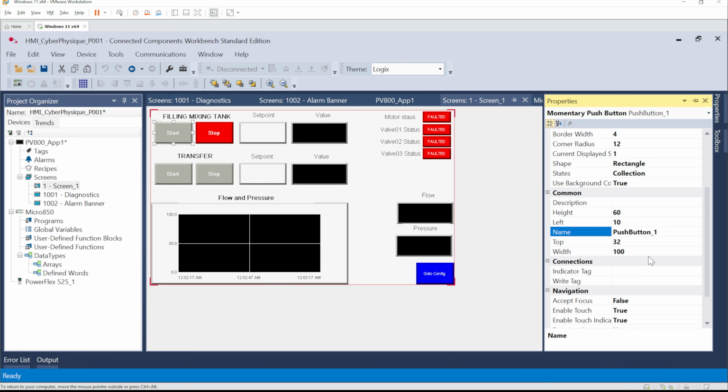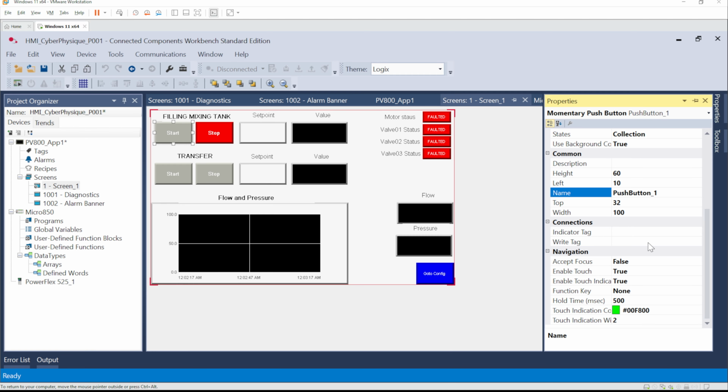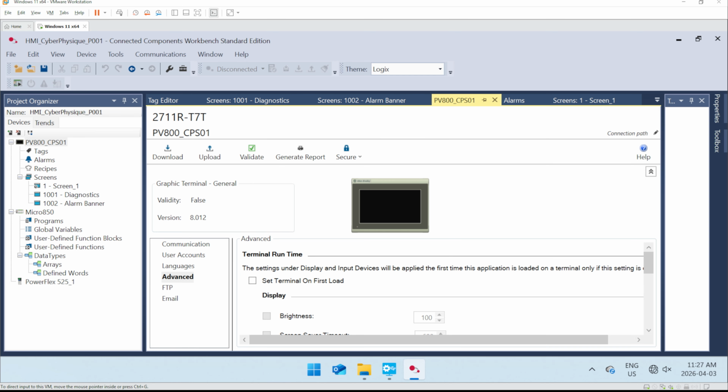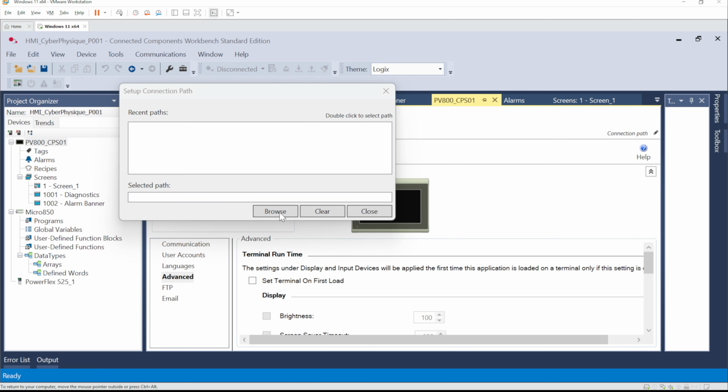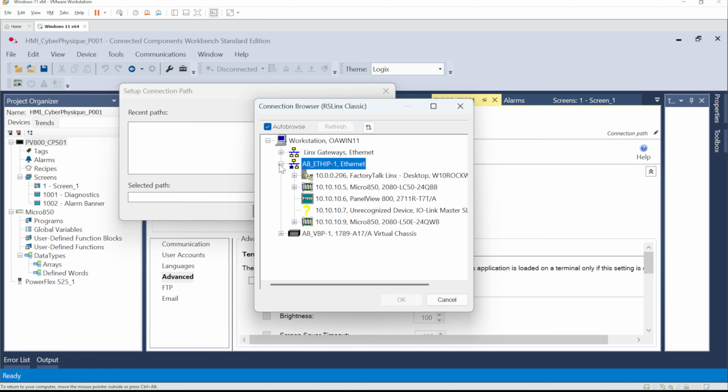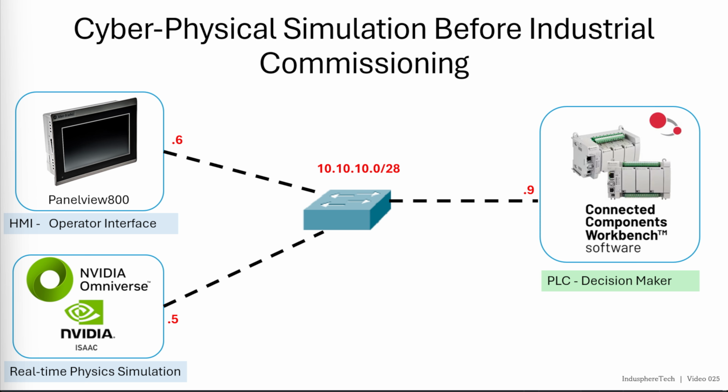Today, we are going to connect a real PLC, an industrial HMI, and a physics-based simulation to create a cyber-physical digital twin of a pumping system. Let's start with the architecture.